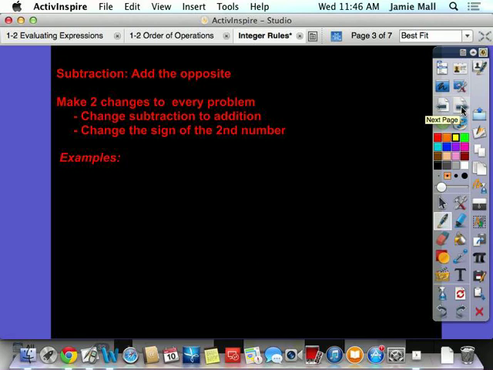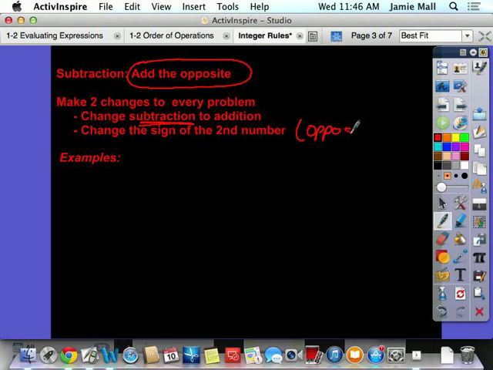Let's talk a little bit about subtraction. By definition, subtraction actually means to add the opposite. Okay? When we set up a subtraction problem, and you probably remember this from last year, we want to make sure to make 2 changes to every problem. We're automatically going to change the subtraction into addition, and then we want to make sure that we change the sign of the second number. So we want the sign of the second number to actually become the opposite of its original.